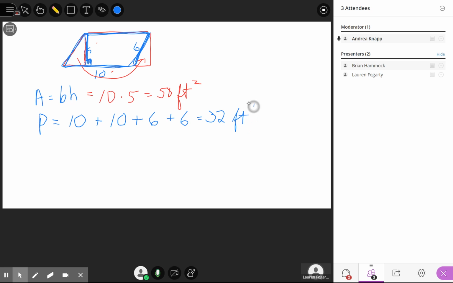And again, the perimeter is to the first power because it's just one-dimensional to walk all the way around that parallelogram.